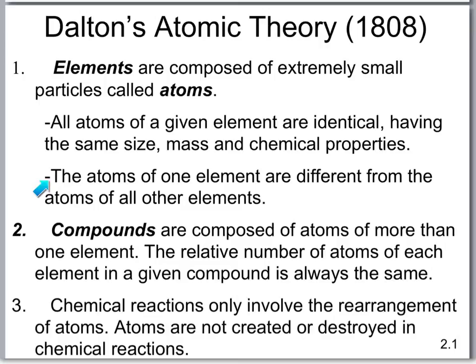The next statement in Dalton's theory is that atoms of one element are different from atoms of all other elements, which is true. Compounds are composed of atoms of more than one element, and the number of atoms in a compound is always the same. And finally, that chemical reactions involve the rearrangement of atoms. Atoms aren't created nor destroyed in a chemical reaction.